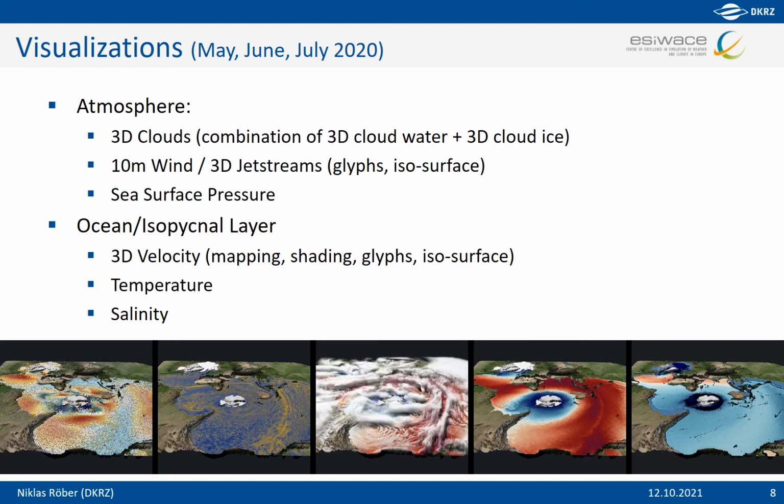For the atmosphere, we visualized 3D clouds using volume rendering, as well as showing the 10-meter wind field using glyphs, displaying an isosurface showing the jet streams and polar vortices, and the sea surface pressure using surface mapping. For the ocean and the Isopycnal layer, we show temperature, salinity and depth information, as well as 3D velocity using glyphs, and also by showing an isosurface enclosing the strongest currents.